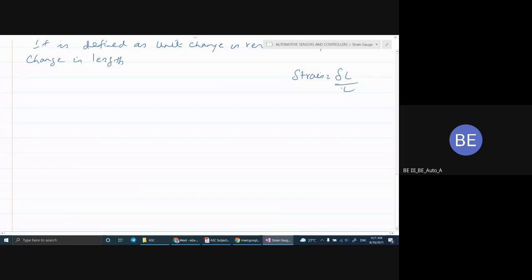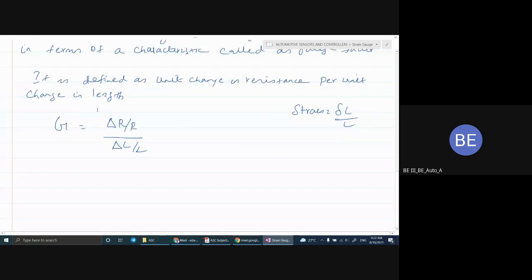Here we can represent the gauge factor as G, that is the change in resistance divided by the change in length. Is it clear? It is defined as the change in resistance per unit change in length. So this is called the gauge factor.